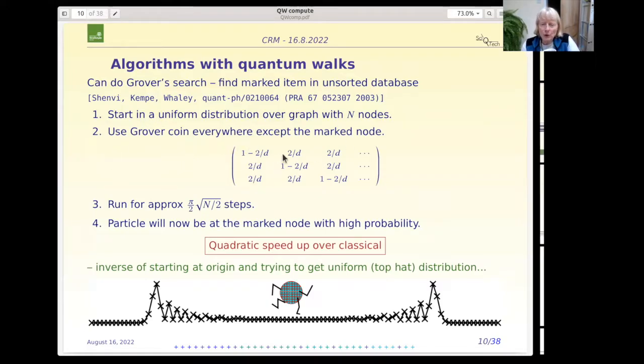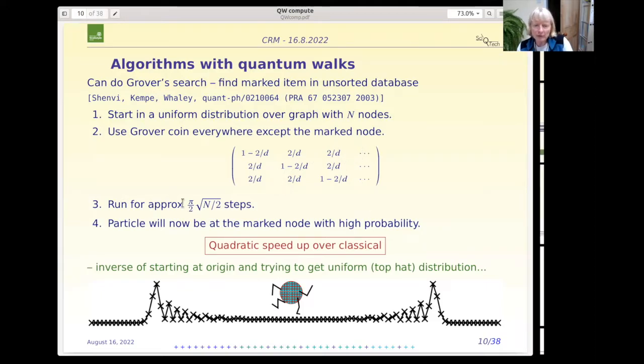And now you have to use a coin that is multi-dimensional, so it has more than two choices because you can't get a speed up for search on the line. There are no-go theorems for that. So D is the dimension, the number of different choices we have, the degree of each site. And this is what the coin looks like. We can make it any dimension we like. It'll have more entries here if D is larger.